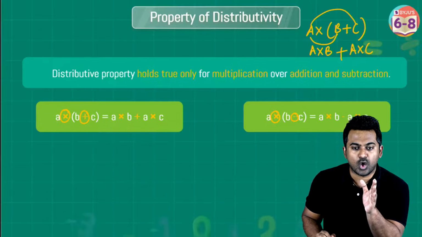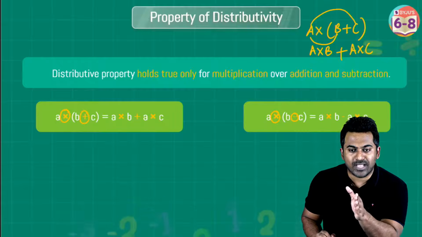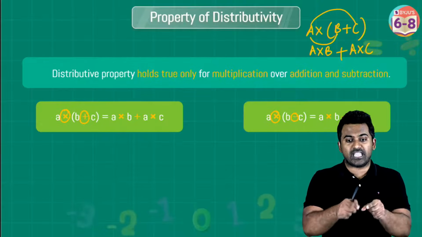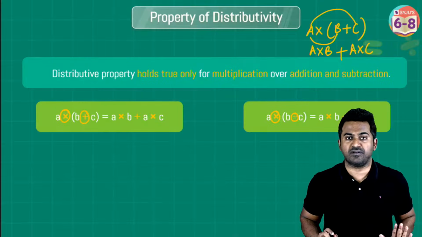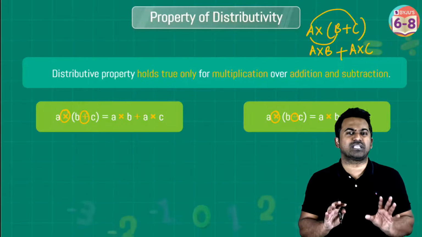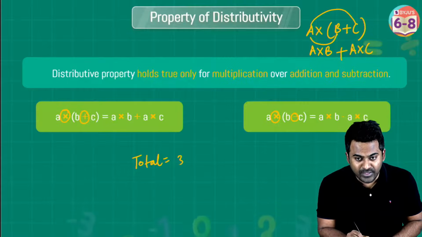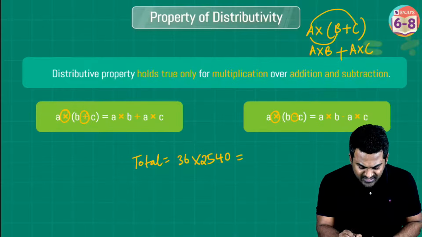36 students contributed 2,540 each for the picnic, right? So each student gave how much money? 2,540, which means how much money was collected? The total money that was collected is 36 multiplied with 2,540, right? This much amount was collected.